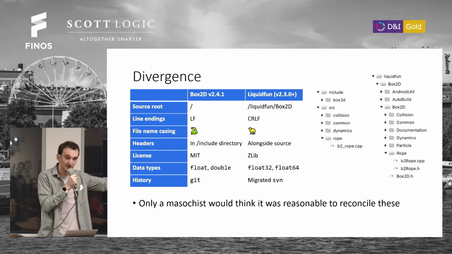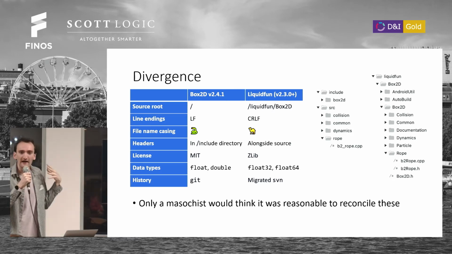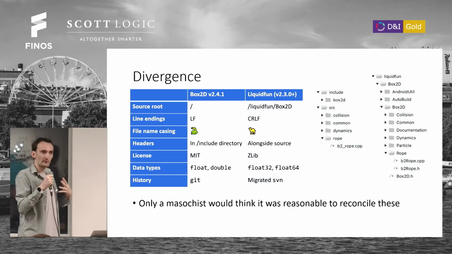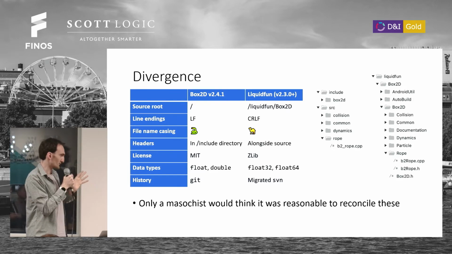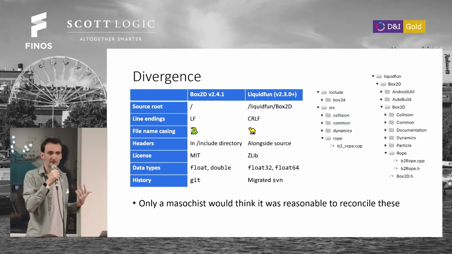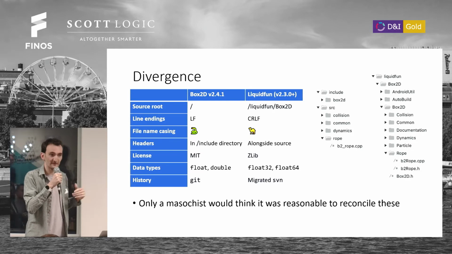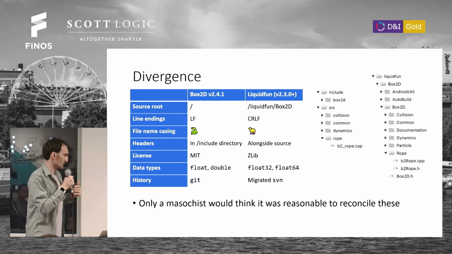Liquid Fun used different data types. They put all the source in a different folder. Everything about these repositories was irreconcilably diverged. So, if there's 6 years of Box2D updates in mainline Box2D that you want to give back to Liquid Fun, how do you salvage that?